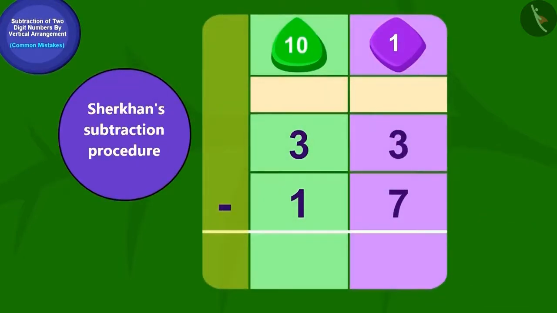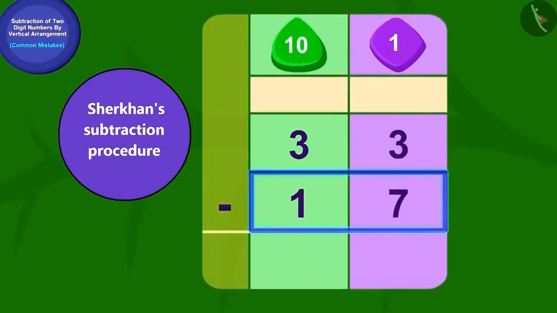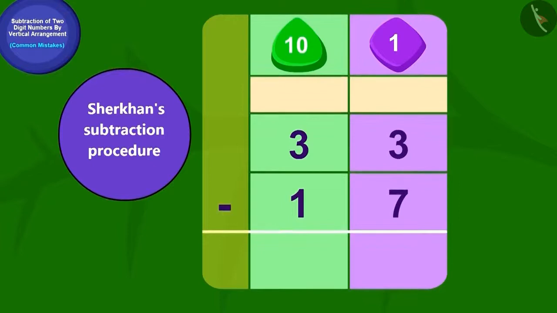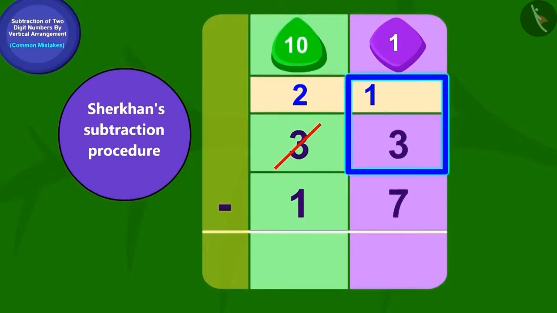Now let us look at Sher Khan's answer. Can we subtract 7 ones of 17 from 3 ones of 33? No. So what do we do now? Yes, we will have to borrow 1 tens from 3 tens of 33. Now how many ones do we have? 13 ones. Now this is very easy.